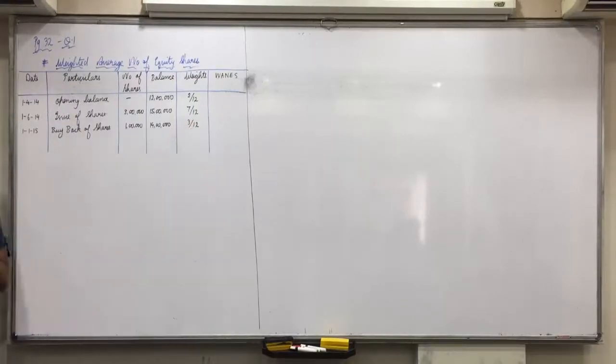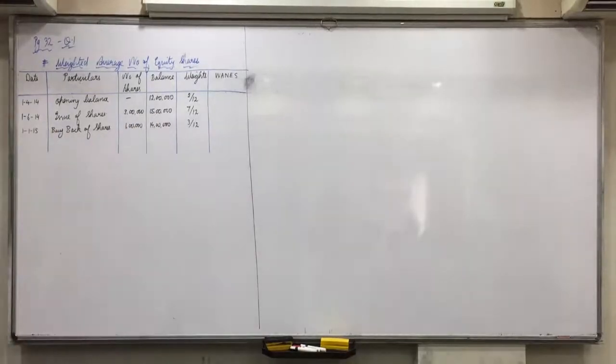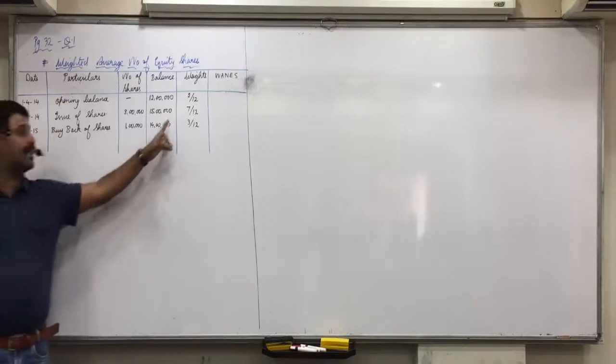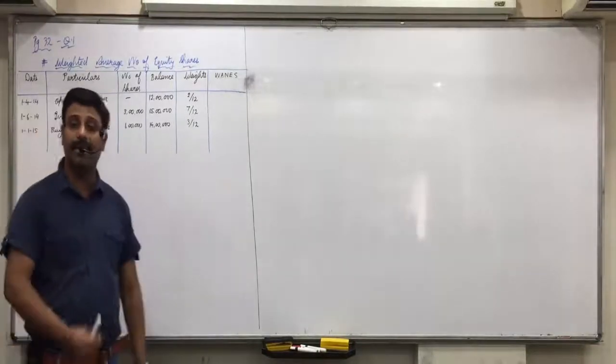I repeat it once again. How did we get the dates? 1st April to 1st June, April and May, 2 months, 2/12. 1st June, so June is included but 1st January, so January will not be included. June to December, 7 months, 7/12. And then until the end of the year, 1st January till the end of the year, January, February, March, 3/12. Is everyone clear with it?